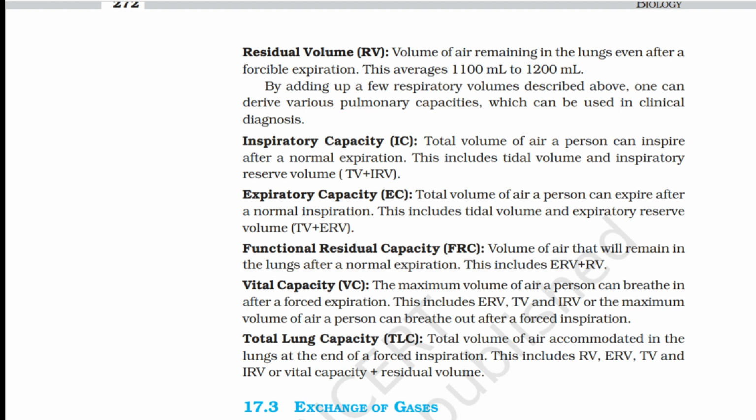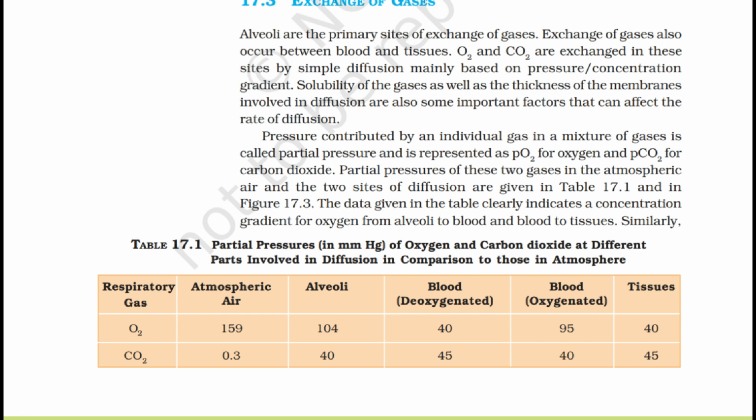Exchange of gases. Alveoli are the primary sites of exchange of gases. Exchange of gases also occurs between blood and tissues. O2 and CO2 are exchanged in these sites by simple diffusion, mainly based on pressure concentration gradient. Solubility of the gases as well as the thickness of the membranes involved in diffusion are also important factors that can affect the rate of diffusion. Pressure contributed by an individual gas in a mixture of gases is called partial pressure and is represented as PO2 for oxygen and PCO2 for carbon dioxide.